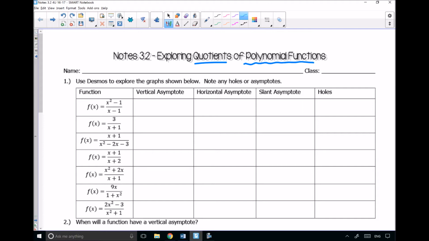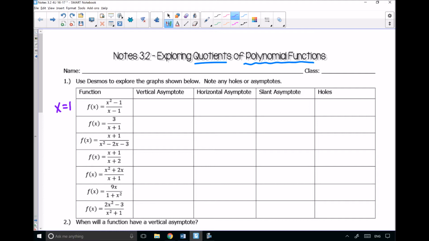Before we actually use Desmos to explore this, we would expect to have a restriction when x equals 1. x cannot equal 1 because when I divide by 0, it doesn't work. So I would expect to have a vertical asymptote when x is equal to 1. I want to explore the graph and see what happens.